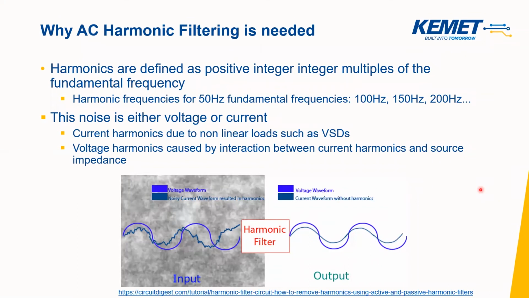And this is what AC harmonic filtering does, that as compared to an X or Y capacitor or to a common mode or differential mode, which are essentially dealing with a lot higher frequencies or with transients or with voltage peaks, this is really dealing more with harmonics. And what are the reasons why we have these harmonics? Well, we have current harmonics, which might happen due to nonlinear loads such as variable speed drives. Then of course we also have voltage harmonics, which are caused by interaction between current harmonics and source impedance.